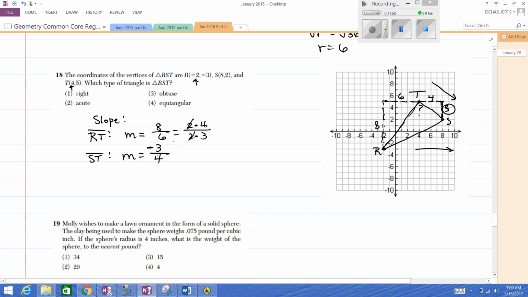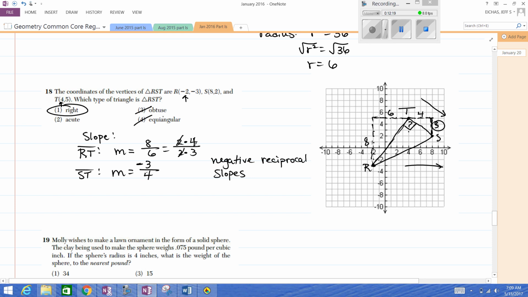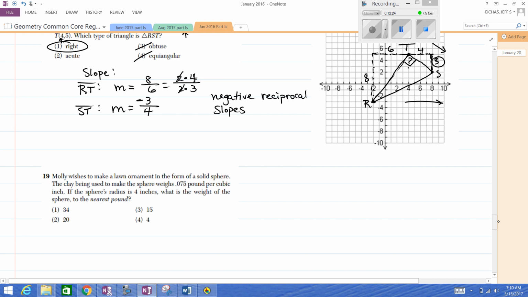Now these two slopes right here are negative reciprocals. That, of course, is going to give us a right angle there. And so now we can say that RST is a right triangle. It can't be obtuse because we can't have an obtuse angle in there as well. And we need 60-degree angles, all of them, so it can't be equiangular. We've got a right triangle.